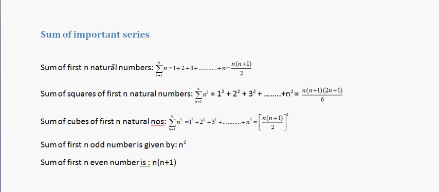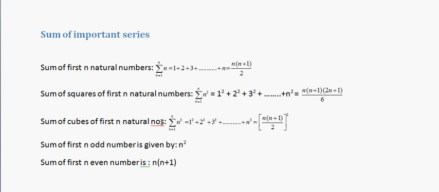There are lots of questions from these series, which is sum of first n natural numbers. Sum of first n natural numbers means 1 plus 2 plus 3 up to n. It is denoted by sigma, and varies from 1 to n. It is given by n into n plus 1 by 2. Similarly, sum of squares of first n natural numbers, which is 1 square plus 2 square plus 3 square up to n square, is given by n into n plus 1 into 2n plus 1 by 6.